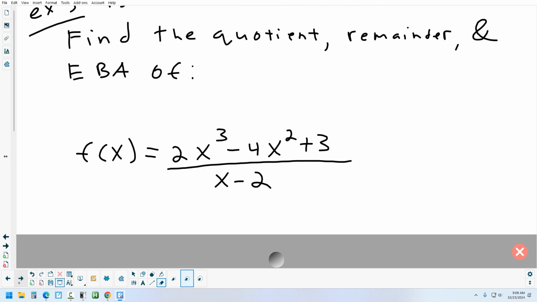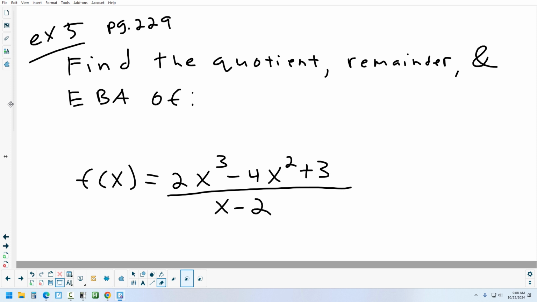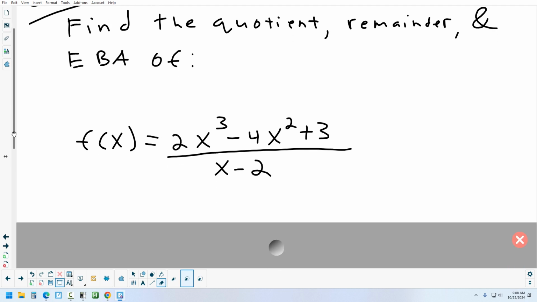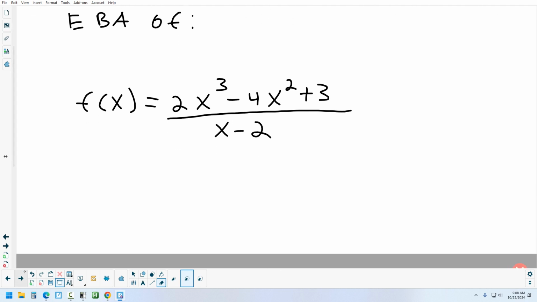So let's try a problem. The directions here say to find the quotient, find the remainder, and find the EBA. It's really just testing to see if you know what EBA is, because if you do, finding the EBA isn't really any more work than just doing the first two things. All right, so let's set this up and do our long division. So we got x minus 2 on the outside. And can anyone tell me what I'm going to put on the inside?